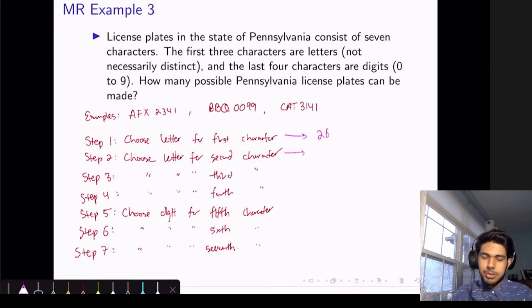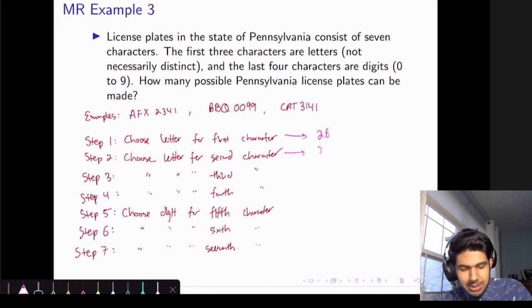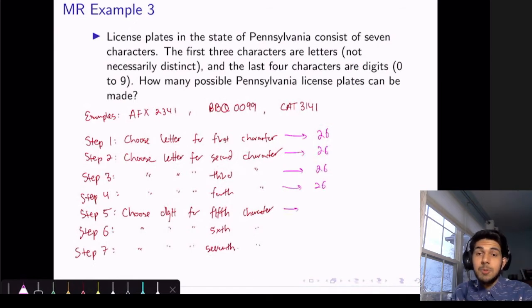Second step, we choose a letter for the second character. There are 26 letters. We have to think, does that number change depending on how we chose the first character? And it does not, because these letters need not be distinct. It specifies it here. They're not necessarily distinct. We can repeat letters, so there's still 26 choices. Similarly, for the third character, there's 26, and for the fourth, there's 26. Next, we move on to the fifth character. Now we're dealing with digits.